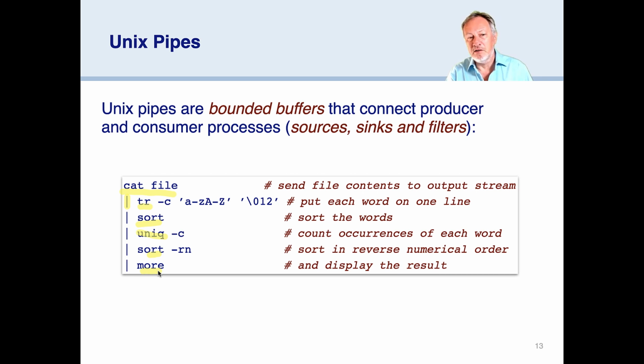So cat is going to send all of its bytes, all of the characters in its file, to tr. What does tr do? tr has a bunch of arguments here, and basically what it's doing is it's going to take all the non-alphabetic characters and turn them into new lines. So it's going to do a translation. The effect of this is going to take our text file, and every word in the file is now going to be appearing on a separate line.